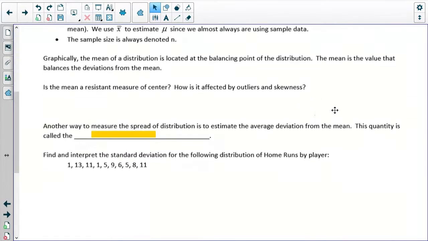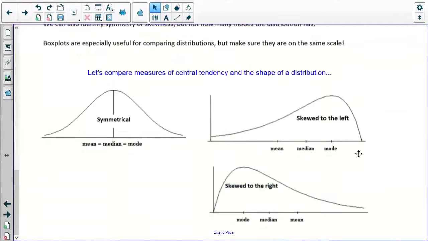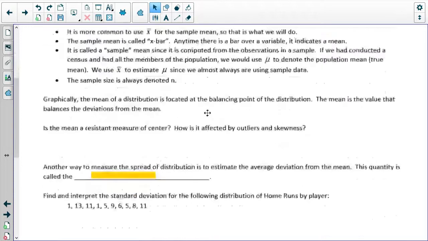Graphically, the mean is located at the balancing point. So let's go back to here. If I were trying to balance any of these graphs with my finger, the mean is going to be at the spot where that would actually balance on my finger, basically. So that's kind of what happens with the mean. You also would probably call that the centroid if you were in geometry.